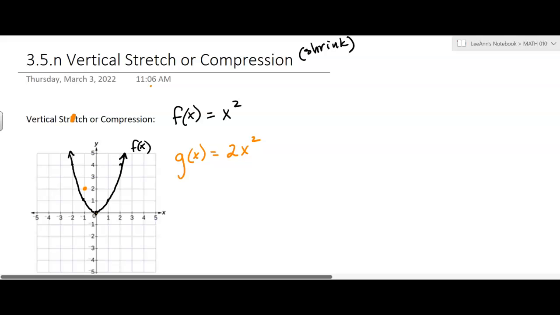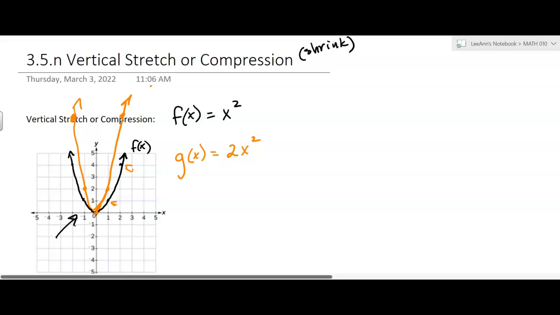Now the output for 0 is 0, but 2 times 0 is still 0, right? And then the output for this point is 1, I'm going to double it. And the output for this point was 4, so I'm going to double it. And so I get this stretch. Okay, so that's what we call a vertical stretch. I think of it like you draw your basic parabola on silly putty or a balloon, and then you're stretching that balloon or the silly putty, and you get this elongated parabola, okay?